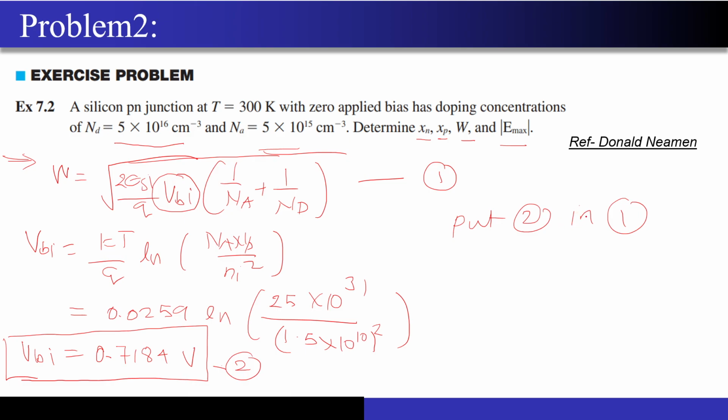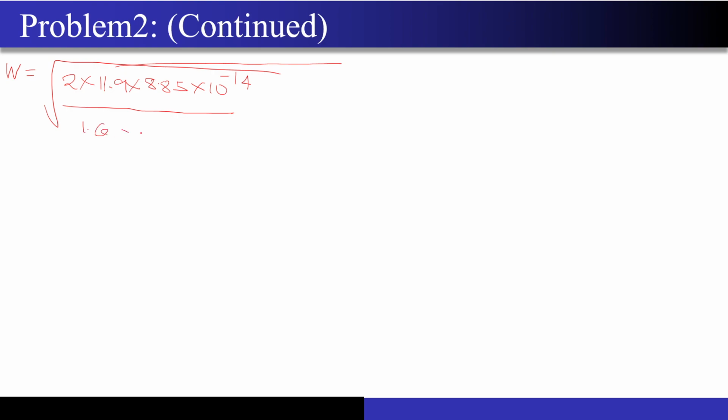Correct? So now let me move on to the next page. Now if I just substitute it, W was nothing but 2 into epsilon Si. What was that? 11.9. This is the dielectric constant of silicon, right? And I have to multiply it with the permittivity of free space as well, 8.85 into 10 to the power minus 14. 2 epsilon Si divided by q, which is 1.6 into 10 to the power minus 19. So we have reached 2 epsilon Si by q. Now we have to multiply by VBI also. What was the VBI?